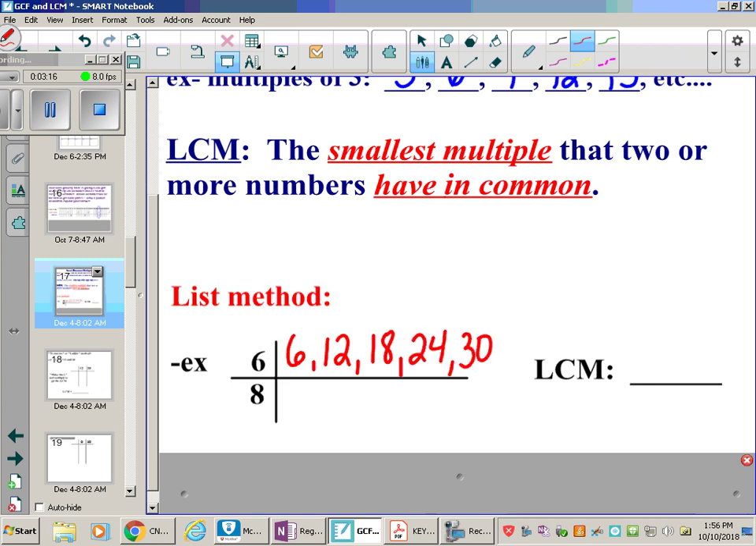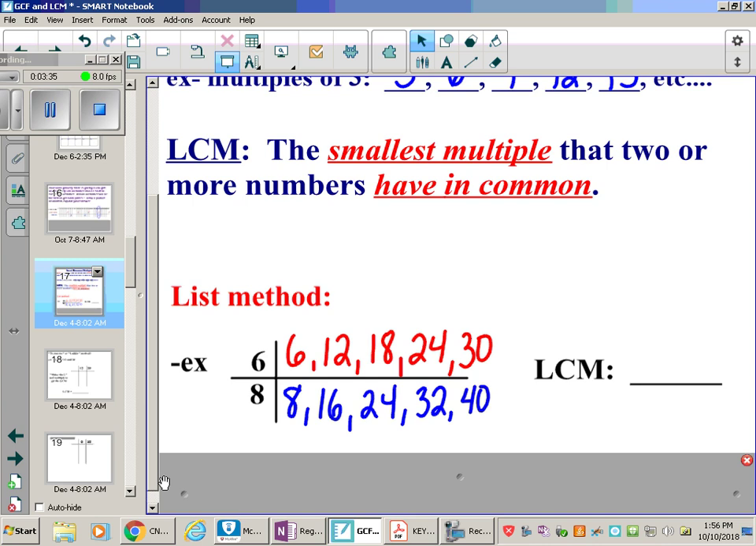But I usually say if you're going to do it this way, maybe do the first 5 multiples, see if you have a match, and if not, keep going a little ways. For 8, I could do 8, 16, 24, 32, 40, so forth and so on. And as I look at that list, I can see that the first number that appears on both lists is 24. So my least common multiple, or LCM, is 24.